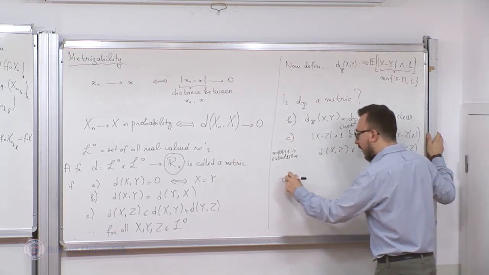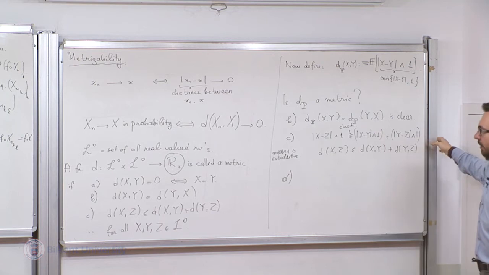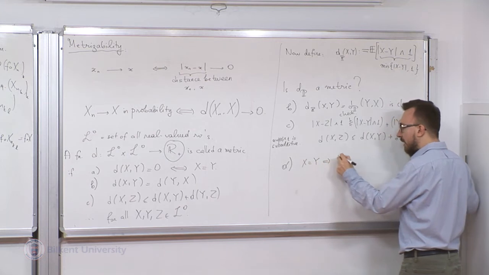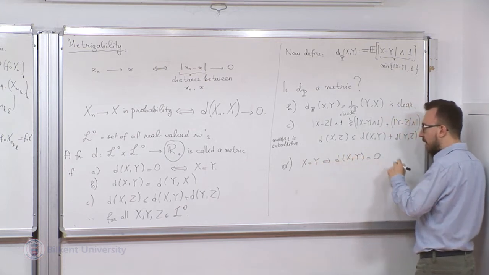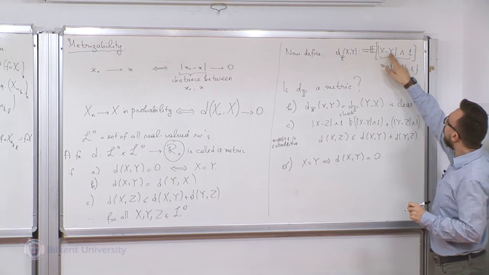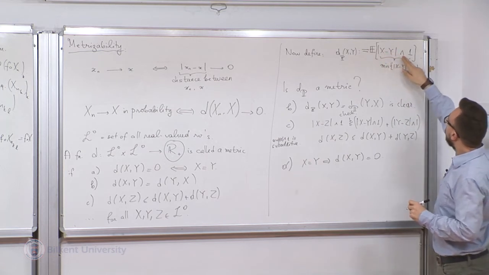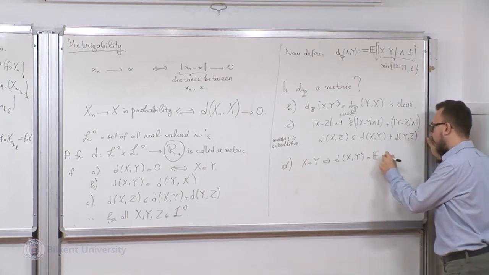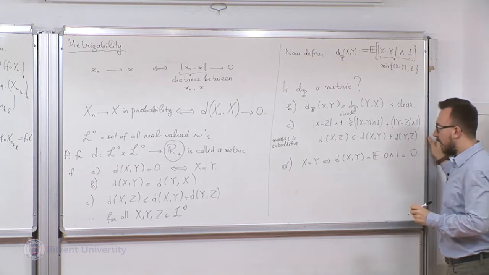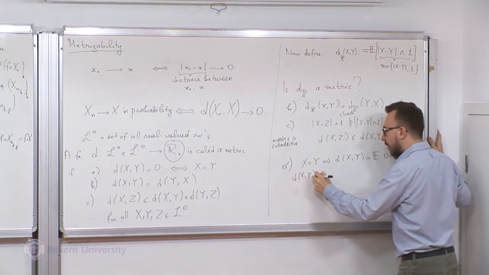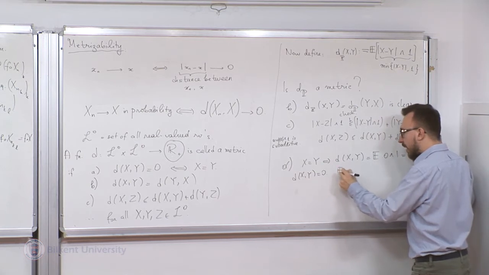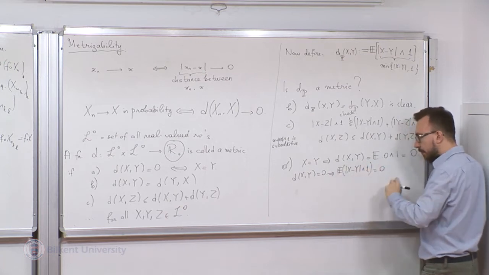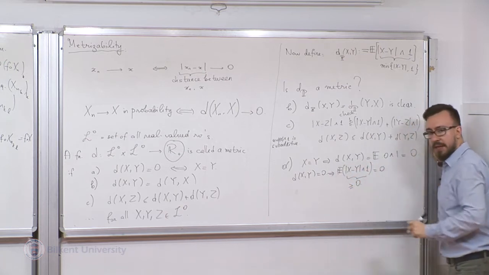Okay. Let's look at A. I'm going to call it A prime because A will fail. So if you have x and y equal, then their distance is just 0, right? Because x and y are equal, this is 0. 0 minimum 1 is always 0. So the expectation of 0 is just 0. If you have d(x,y) equals 0, this means the expected value of the minimum of |x minus y| and 1 is 0. And this is a non-negative random variable, a positive random variable.